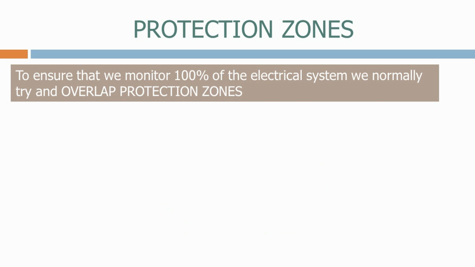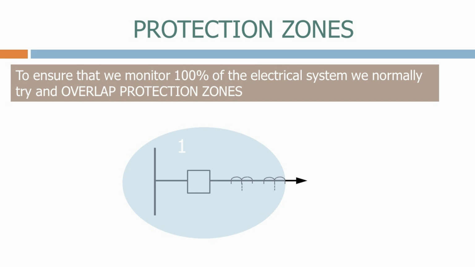The second option is to have two current transformers on the same side of the breaker. We then follow the same principle and have the right-hand current transformer connected to zone 1 and the left-hand current transformer connected to zone 2. Again, the two zones overlap and we protect 100% of the conductor.